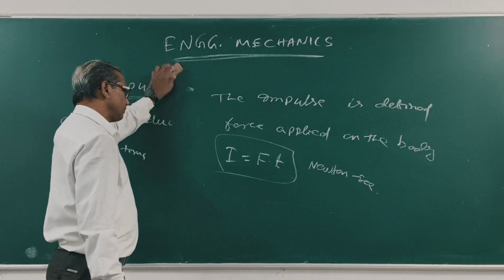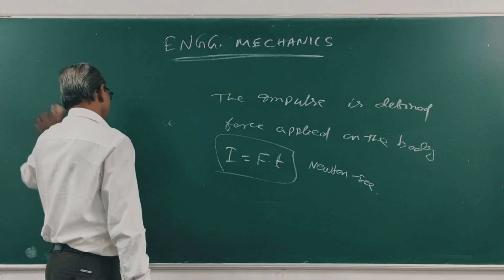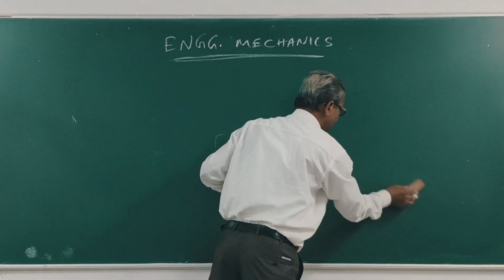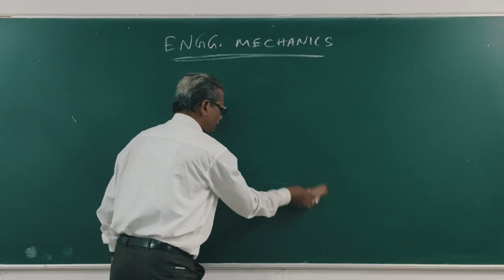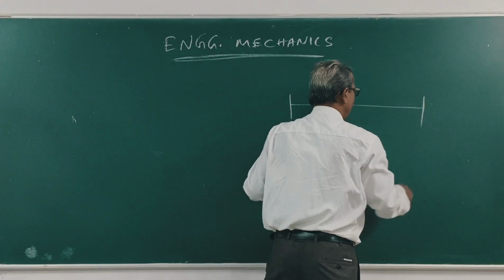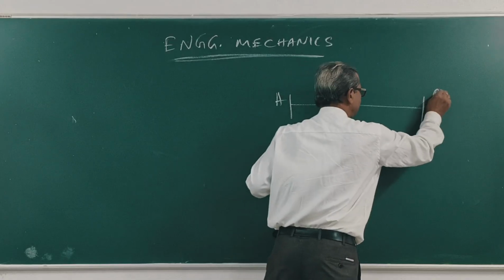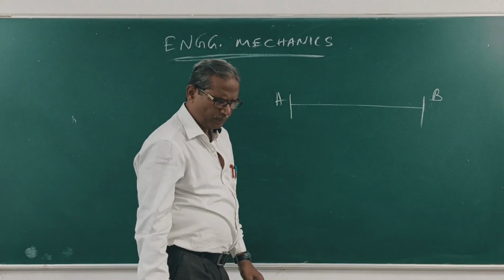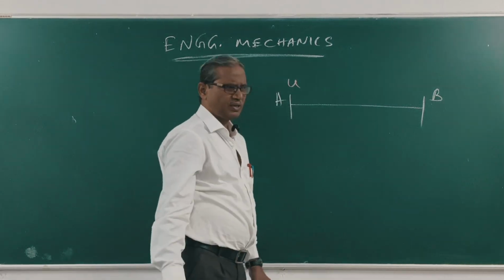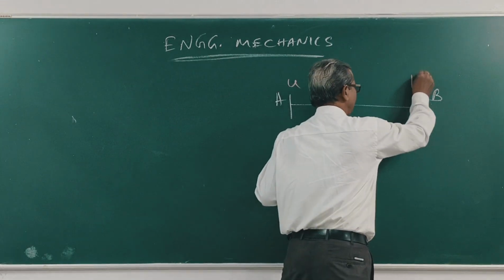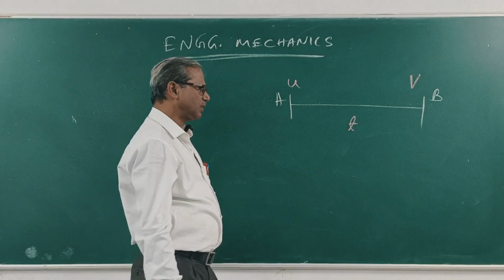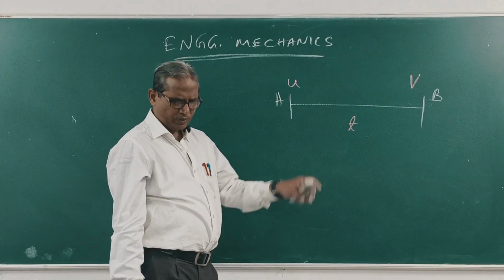Suppose a body is moving from A to B. U is the initial velocity of the body, V is the final velocity, T is the time taken by the body, the time taken to move from A to B.